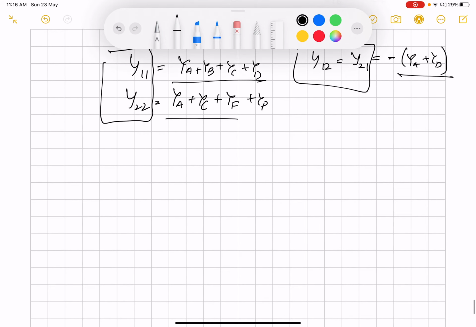The last connection that we are going to see is the series connection. Again, we take two port networks, right? Network A and network B.